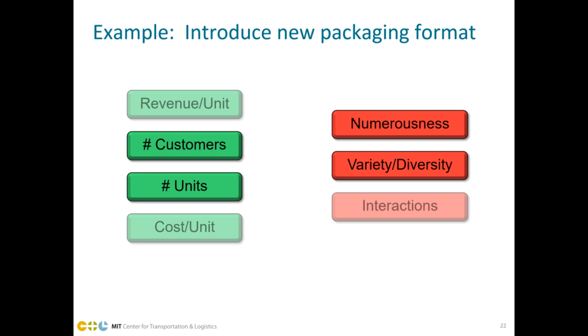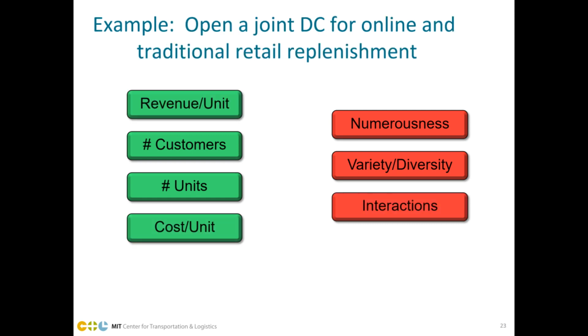Okay, another quick example. I'm a retailer and I have both online sales and traditional brick and mortar stores. And I usually have separate DCs. What if I open a joint one? So now I will serve customers for online as well as replenishing my stores from the same facility. Why would I do this? Well, it's a strategy, and it's usually to reduce costs because you figure it's a fixed resource. I can use the same people. My cost per unit should go down.